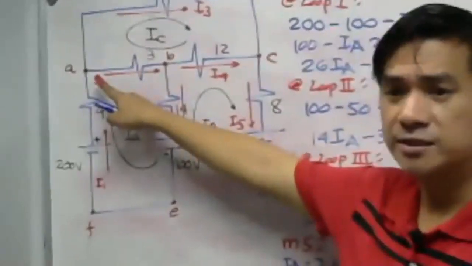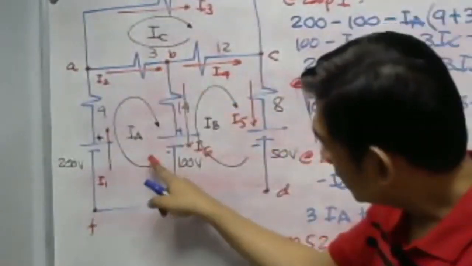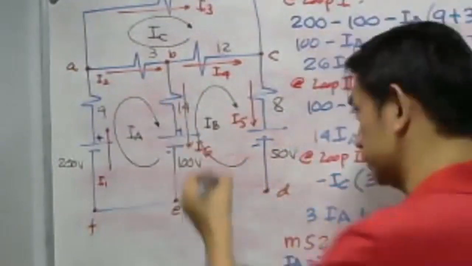What about, guys, our I sub 2? Let's take a look here. Our I sub 2 is going to the right here. Then our IA is going to the right also. See?